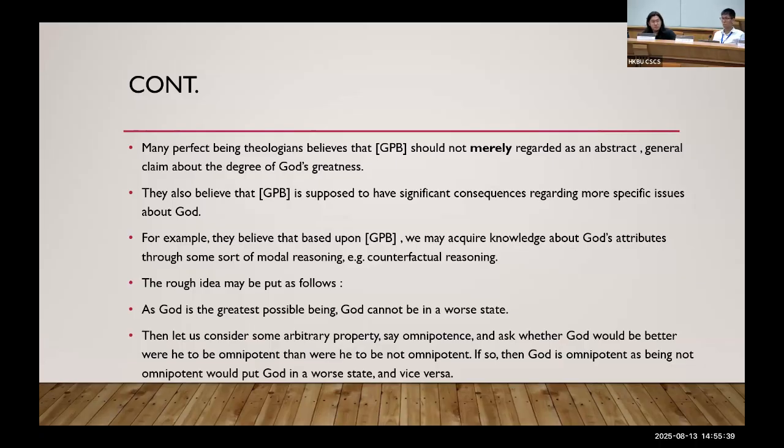The rough idea may be put as follows. First, as God is the greatest possible being, God cannot be in a worse state. Then let us consider some arbitrary property, say omnipotence, and ask whether God will be better were he to be omnipotent than were he to be not omnipotent. If so, then God is omnipotent, as being not omnipotent would put God in a worse state, and vice versa. In other words, if we take some property, say omnipotence, and find that being with omnipotence is better than not being with omnipotence, we can conclude that God is omnipotent.